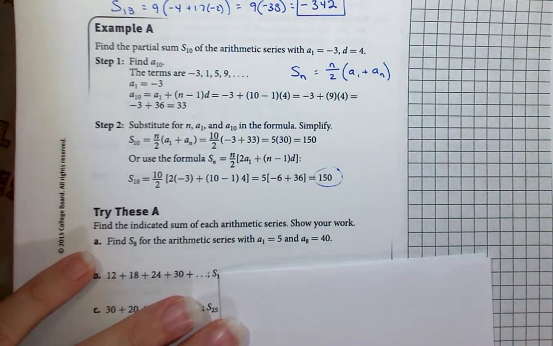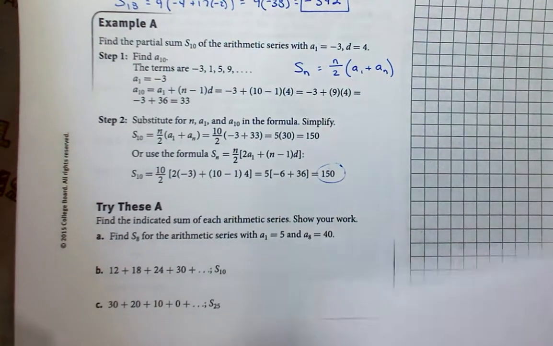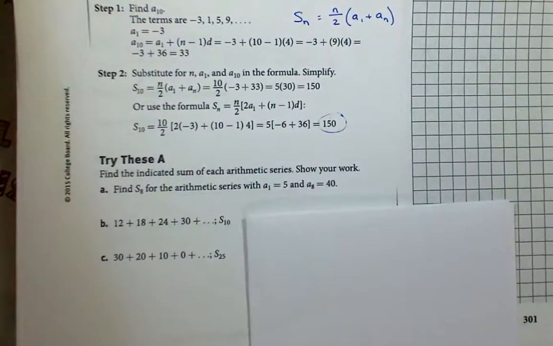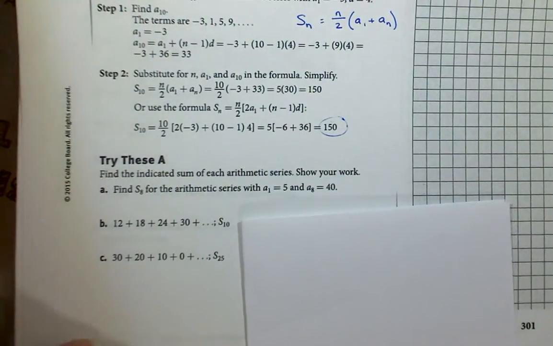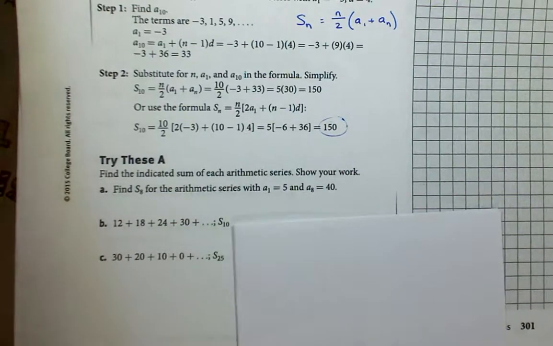So we're going to try this. I'm going to try this on letter A here. So it says find S sub 8 for the arithmetic series with the first term being 5 and the 8th term being 40. Okay, so they've thrown us a little bit differently. They did not tell us the common difference, but we can find it if we need to. So we may not need to.